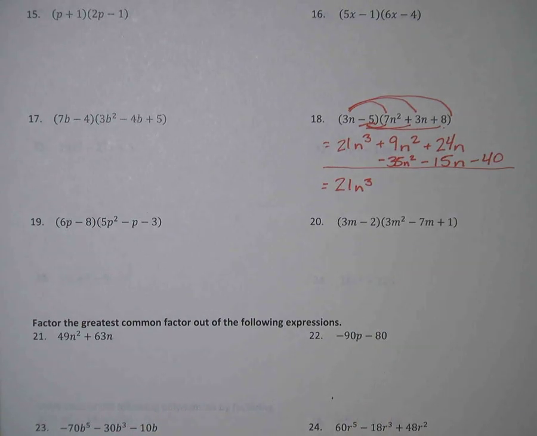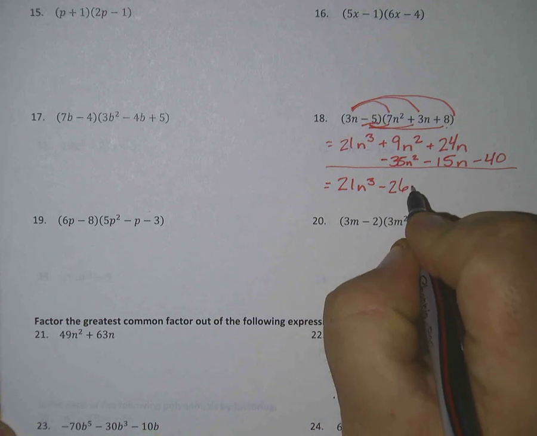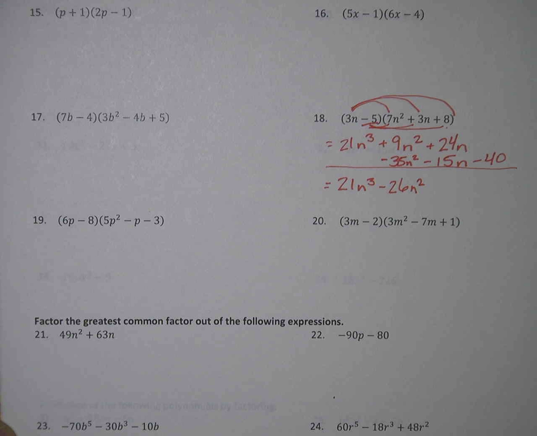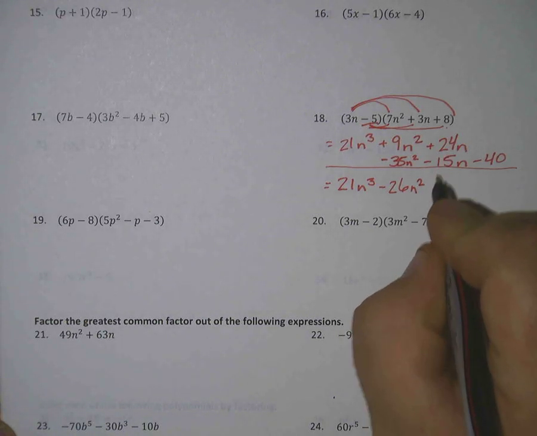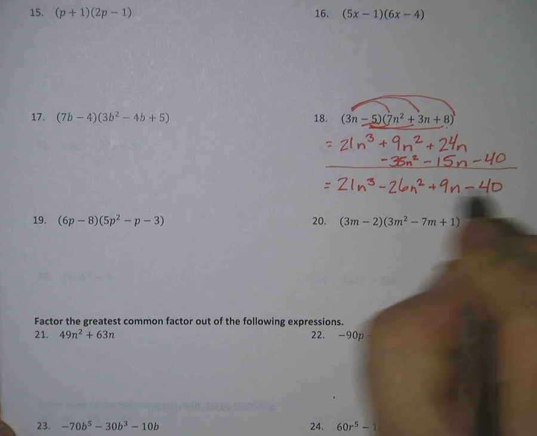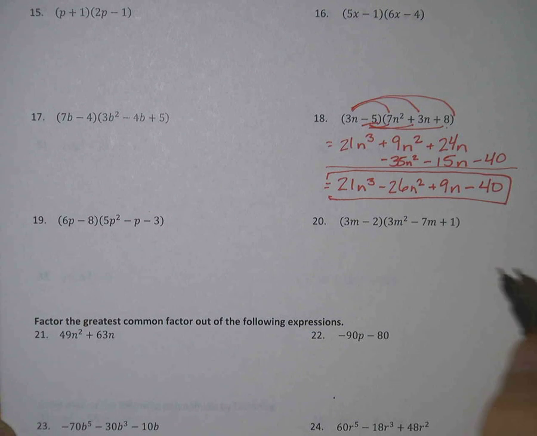Or sorry, that's a negative. So that's going to be a negative 26, and those will be n squareds. And 24 minus 15, that's going to be a 9n. It'll be a positive. And minus 40. So that's what we get there.